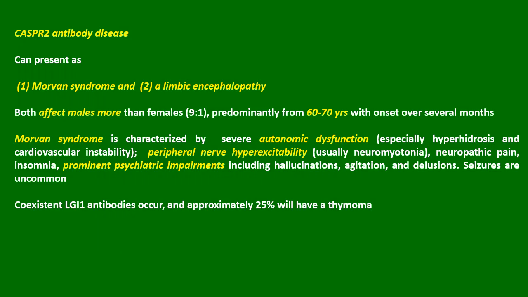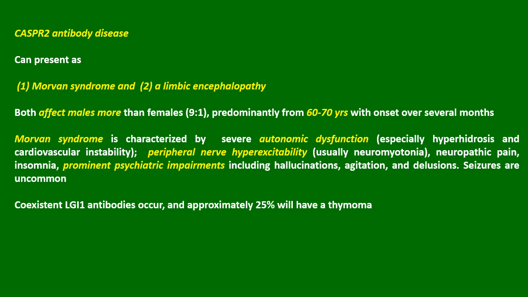Caspr2 antibody disease. This can present as Morvan syndrome and as a limbic encephalopathy. Both affect males more than females in a ratio of 9:1, predominantly from 60 to 70 years with onset over several months. Morvan syndrome is characterized by severe autonomic dysfunction, peripheral nerve hyperexcitability, neuropathic pain, insomnia, and prominent psychiatric impairments including hallucinations, agitation, and delusions.